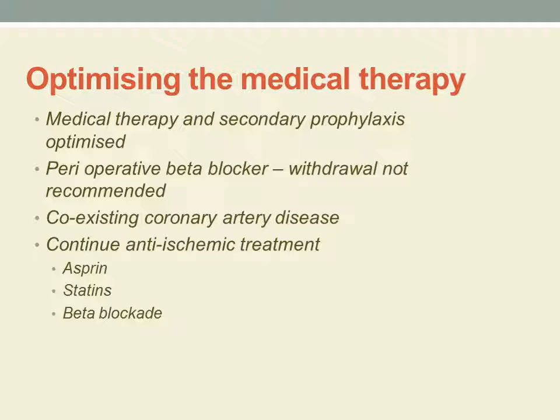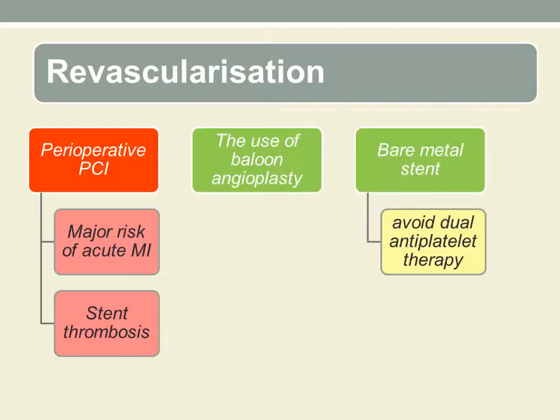So the patient should have optimization of medical therapies, and secondary prophylaxis for coronary disease should be optimized. Continue the anti-ischemic therapy in the perioperative period, including aspirin, statin and beta blockade. So revascularization is important. Thoracic surgery is found to have among the highest risk of operations in patients identified with suspected coronary artery disease in non-randomized studies.